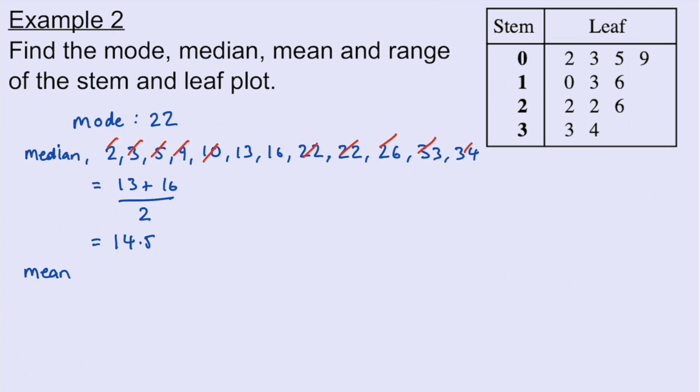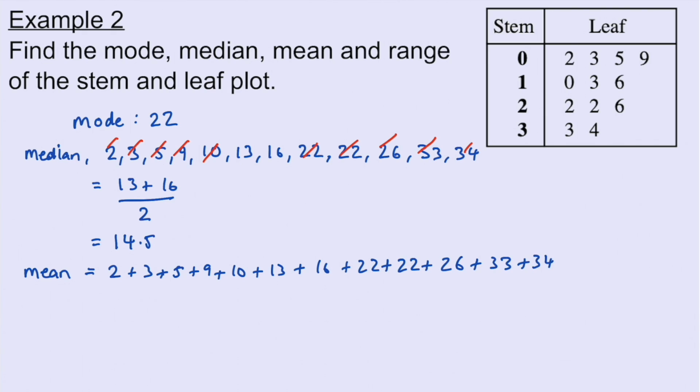The mean, as you know, is going to be made up of adding all the numbers together and dividing by the number of numbers. So we're going to do 2 plus 3 plus 5 plus 9 plus 10 plus 13 plus 16, and so on. If we use our calculator, we're going to find out this gives us 195. And currently we have 12 numbers, so we're going to divide 195 by 12, which gives us 16.25.